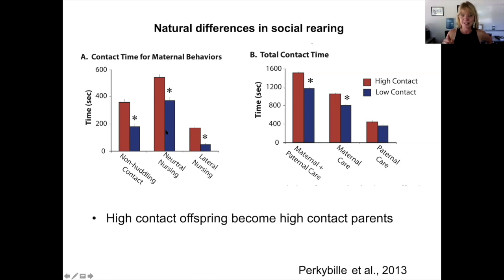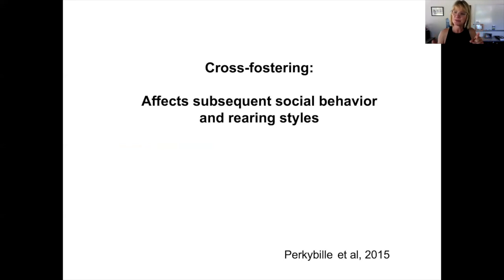What's really cool is that high contact offspring become high contact parents. Low contact offspring become low contact parents. And if you cross foster them, so on the day of birth, if you take a low contact baby and put it with high contact parents, it becomes a high contact parent. So it's sort of this social transmission of parental rearing style. So I think that's super cool.